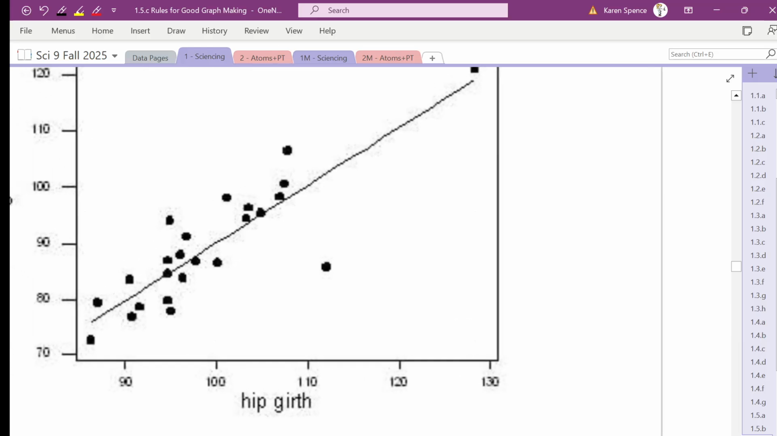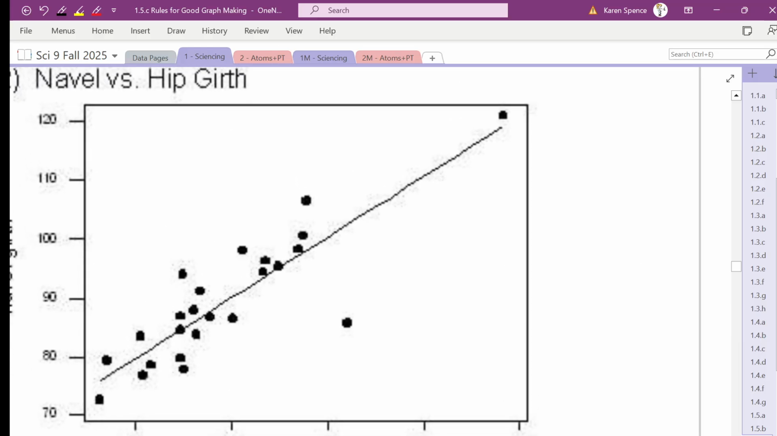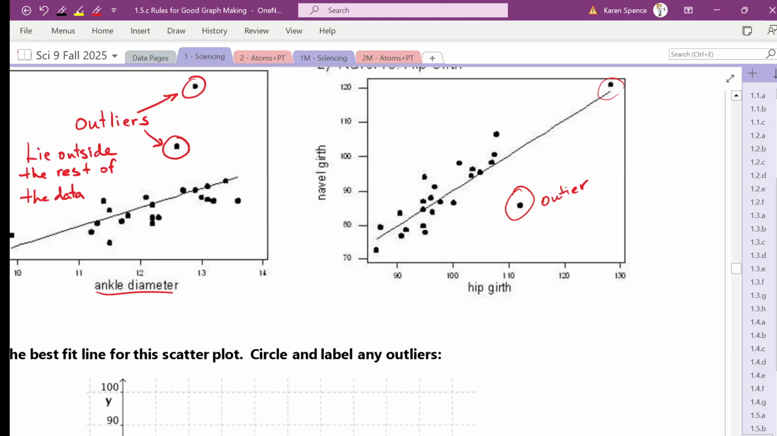Do we have any outliers in this data set? Where would our outlier be? The one at the top is actually really close to the line, so this is not an outlier. It's on the trend line. Probably this one is an outlier. It's not a huge outlier compared with some of the others, but it is a bit outside the data.